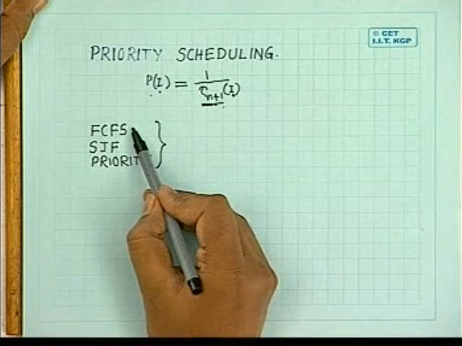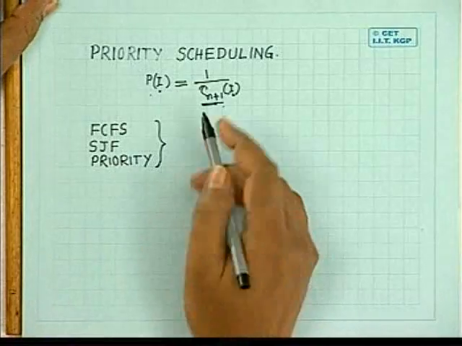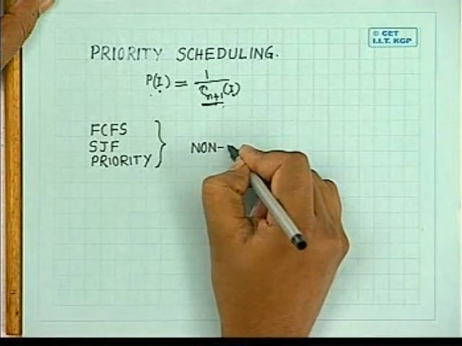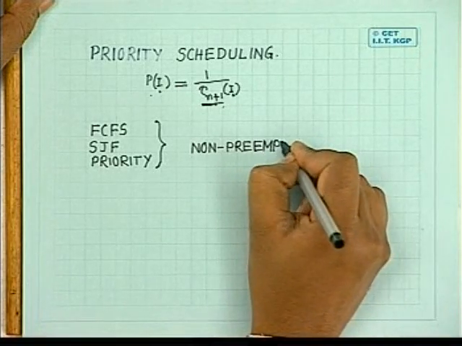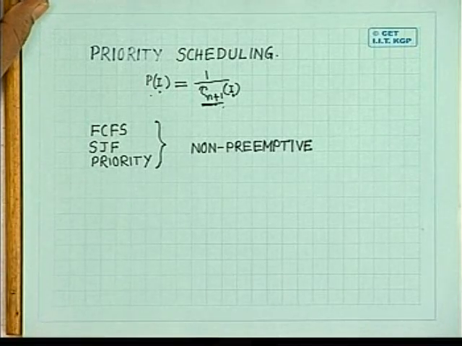So for these three scheduling techniques, you see that once a job is given to the CPU for execution of a CPU burst, the CPU cannot be taken out of that job until and unless that entire CPU burst is complete. That means the job cannot be preempted. It has to come out of the CPU naturally at the end of the current CPU burst. So these three CPU scheduling techniques are normally known as non-preemptive scheduling.